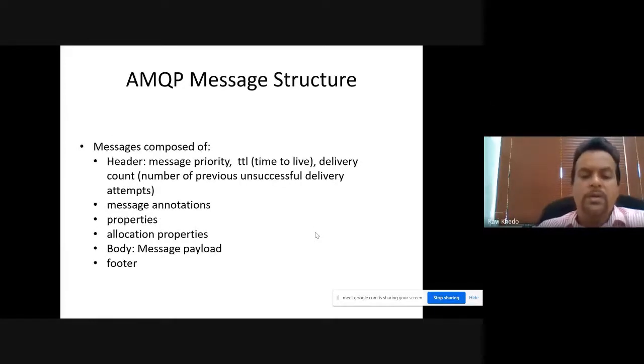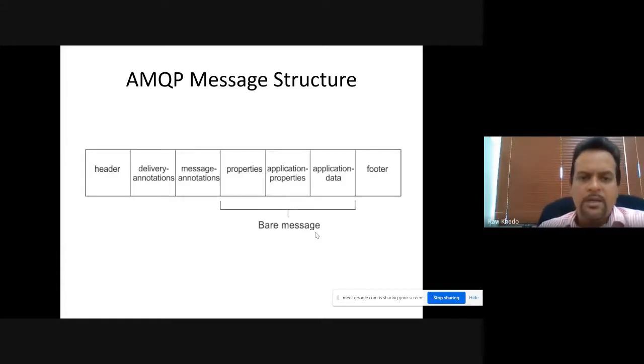And this is the structure of an AMQP message. It has a header, message priority, time to live, and delivery count, the number of times that this message has had an unsuccessful delivery, so the number of retransmissions. Then message annotation properties, application properties, and the body, which is the payload, the message that it is carrying. And then a footer. I think there's a diagram here. Here it is. This is the diagram with the same attributes.